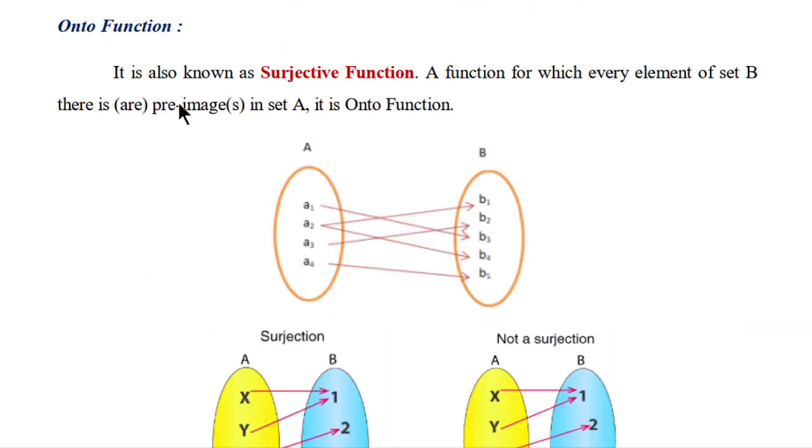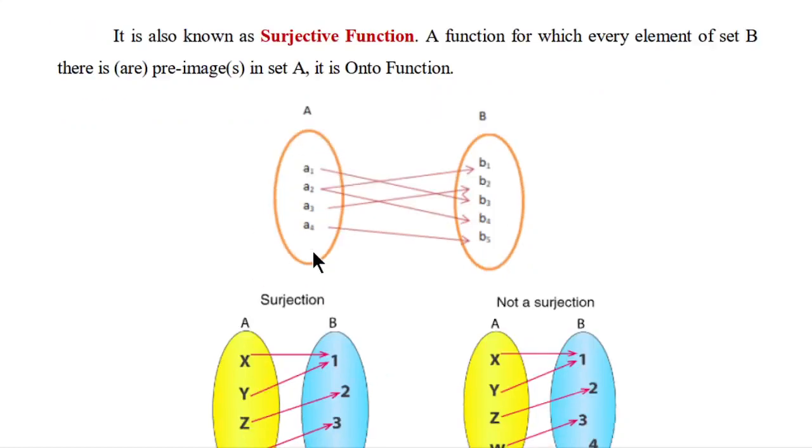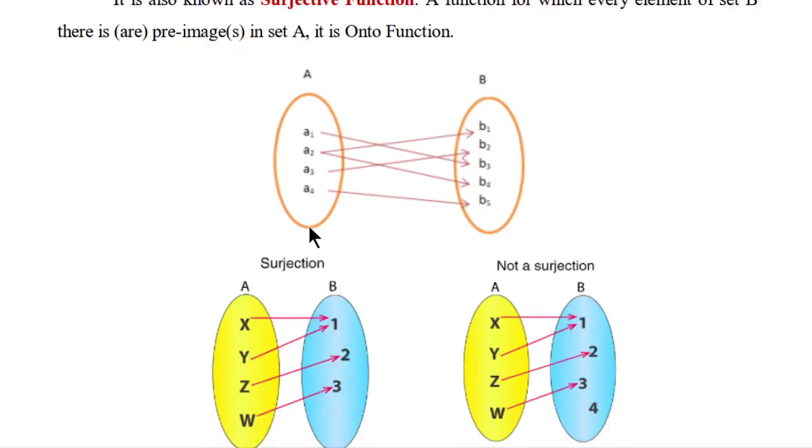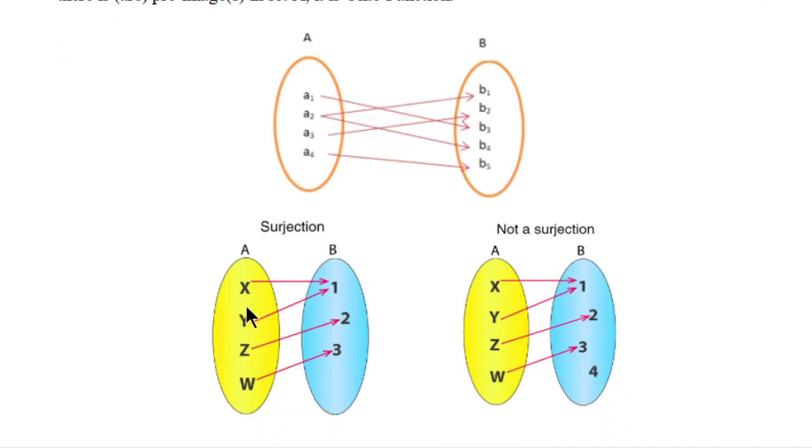Next one is the onto function. It is also known as a surjective function. In this onto function, each and every element in set B is mapped with an element of set A. Consider an example: B1, B2, B3, B4, B5, all the elements are mapped with set A elements A1, A2, A3, A4. Consider another example: X, Y, Z, W mapped with 1, 2, 3.